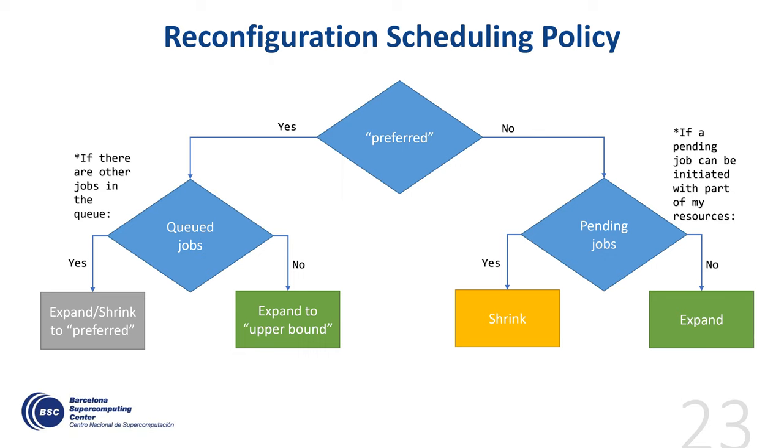In the case that we don't give information about the sweet spot, about the preferred value, the policy will check if a pending job in the queue can be initiated with part of my resources. So if the running job can yield some of its resources to a pending job to initiate its execution, it will be shrunk. If not, it will be expanded because the pending jobs cannot be initiated.